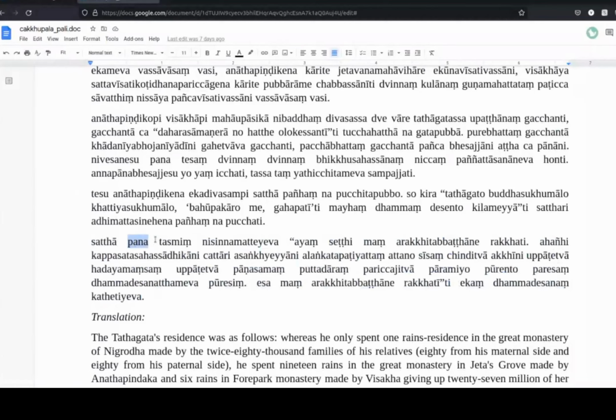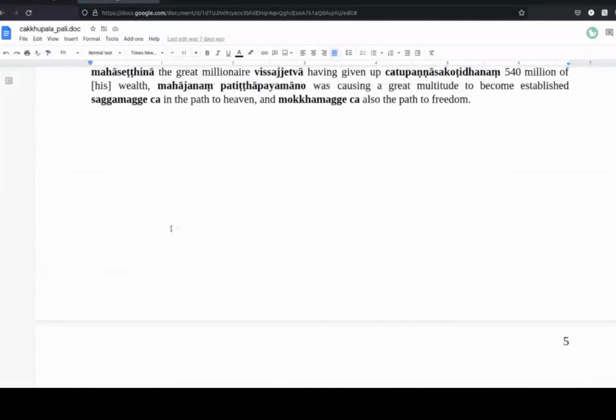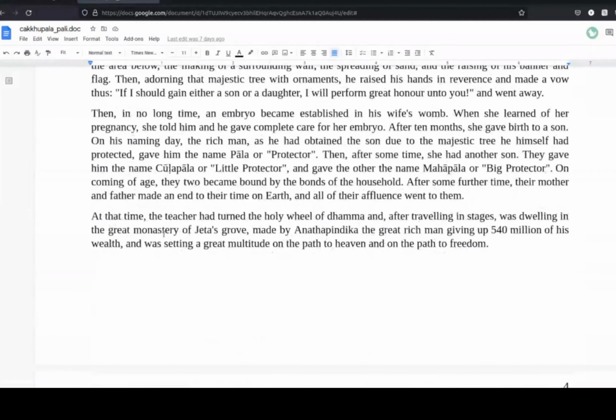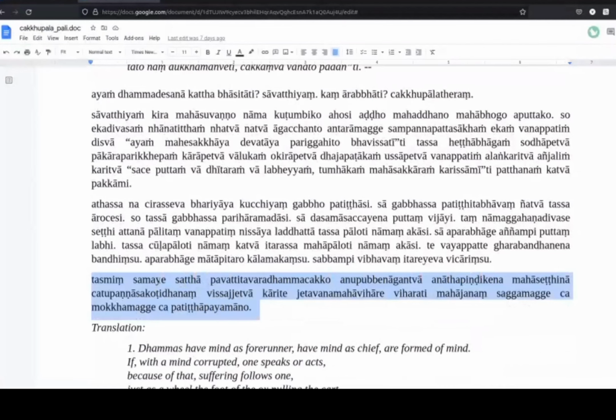Panna here usually means but, but here I would say not so much but. It's more, oh wait, this is part 2. This is not the one, sorry. This is the one. Tasming samaye. This is our time, we just take it out. Again, with things about place and time, we're just going to take them out. We can translate them first.